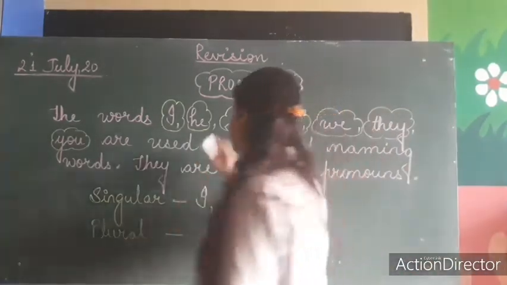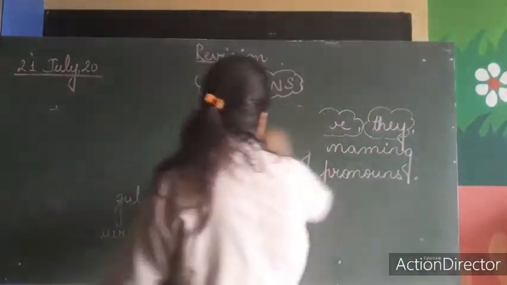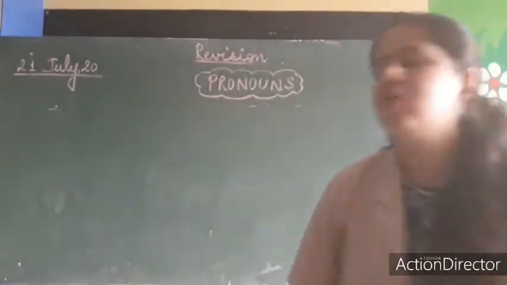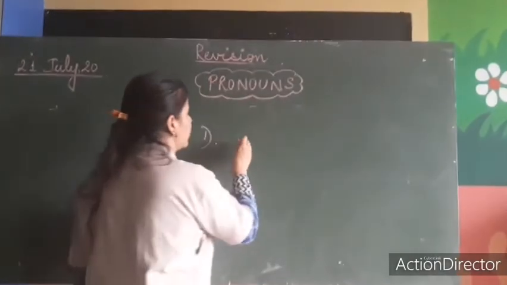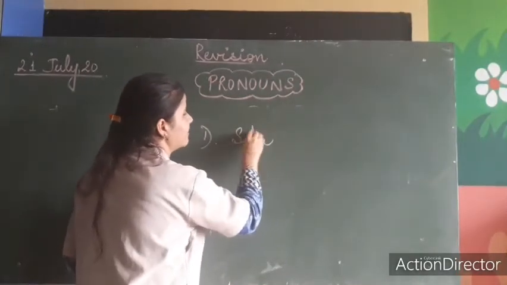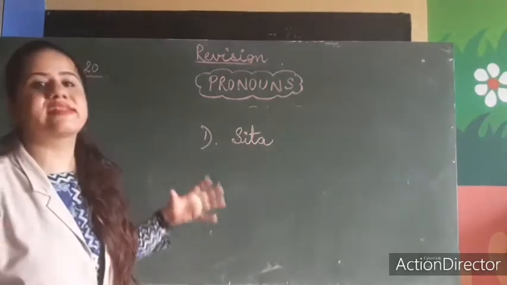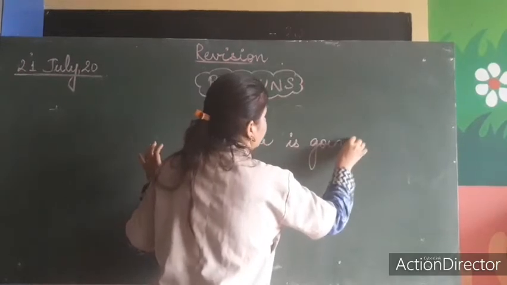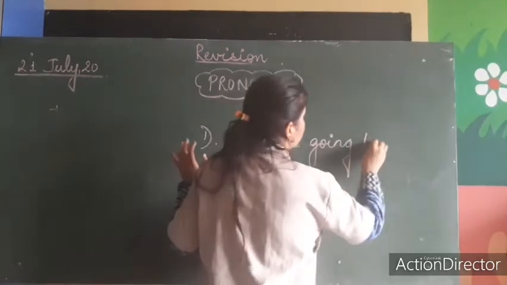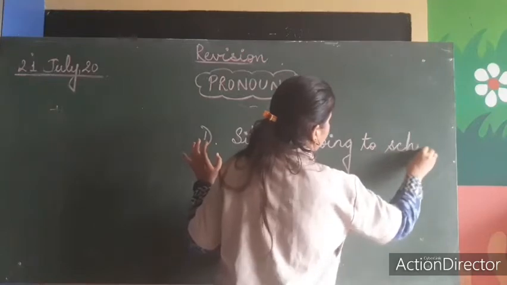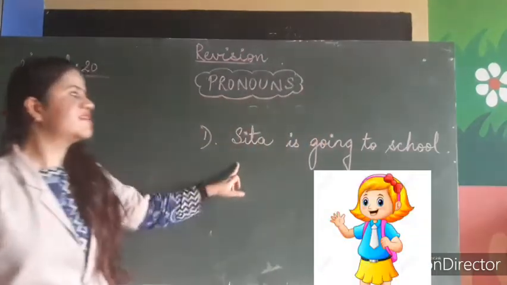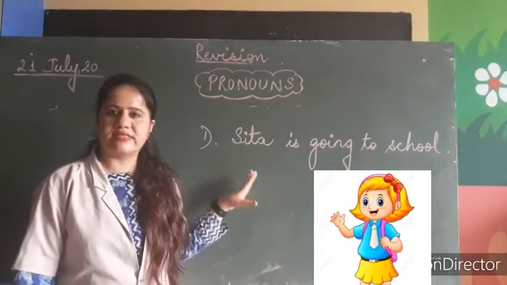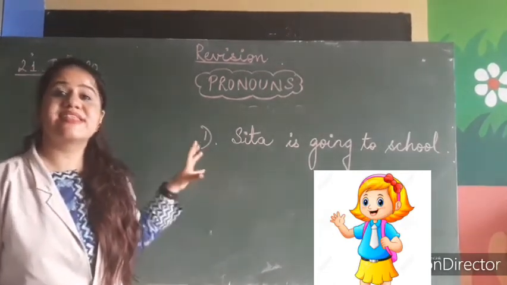Ready? Okay, 1 minute. So the first example is a sentence. I am writing the full sentence and you have to recognize the naming word. Sita is going to school. Now what's the naming word in the sentence? The naming word is Sita.